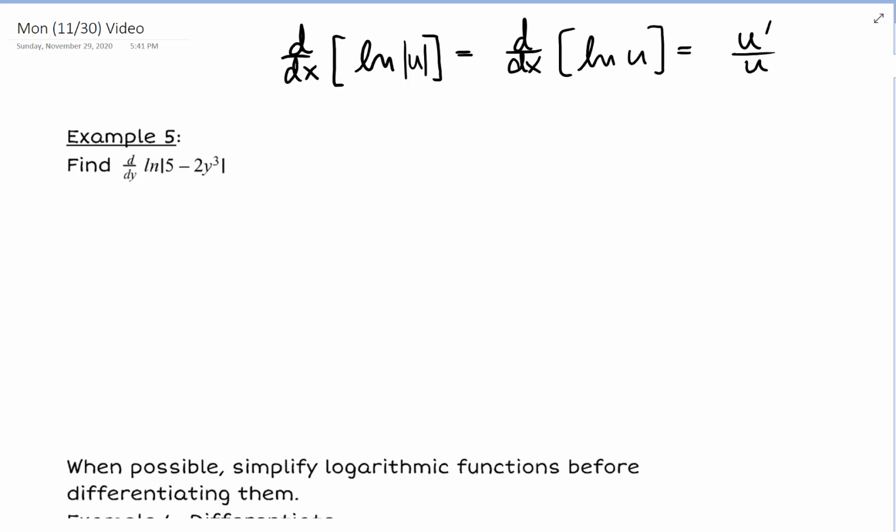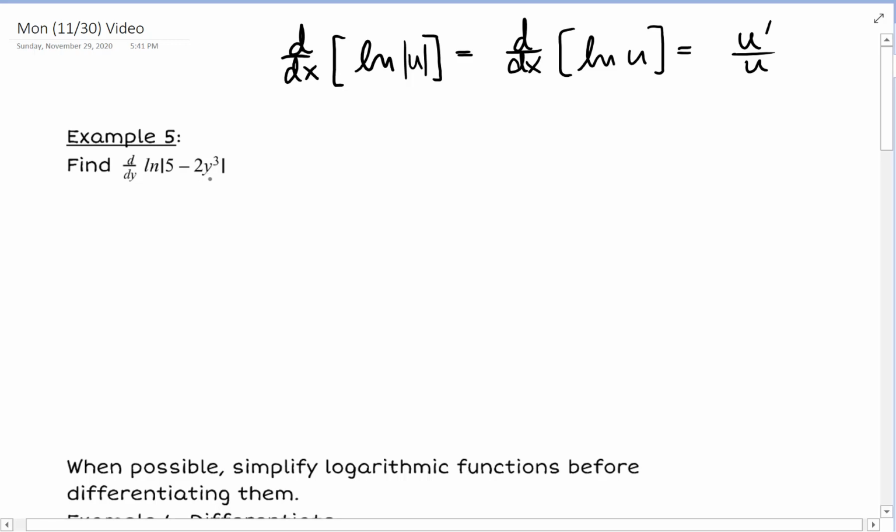Let's do some more examples involving differentiation of logs. Remember that when you're deriving log of an absolute value u, it's the same as log of regular u, because when you're deriving, the absolute value does not change the answer. It does not, however, go the other way for integration.